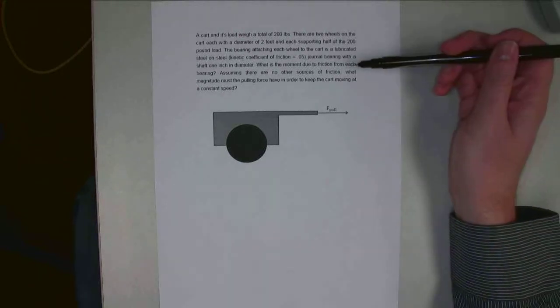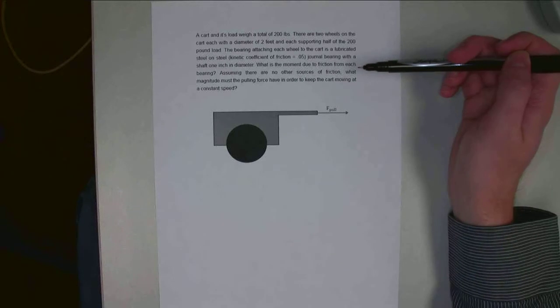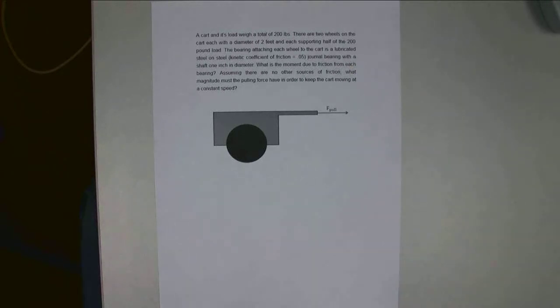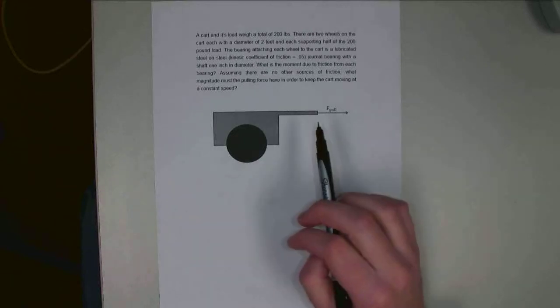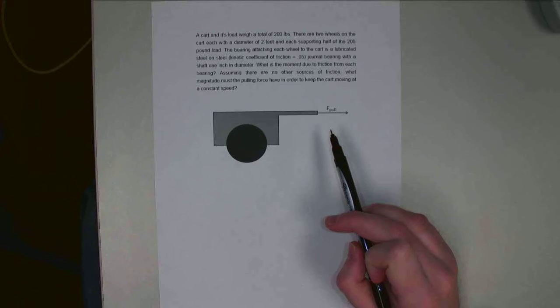We want to figure out two things. Number one, what is the moment due to friction from each bearing? So we're going to figure out that frictional loss there. And then, assuming we have no other sources of friction, we want to figure out what's the magnitude of this pulling force such that we keep the cart moving at a constant speed.